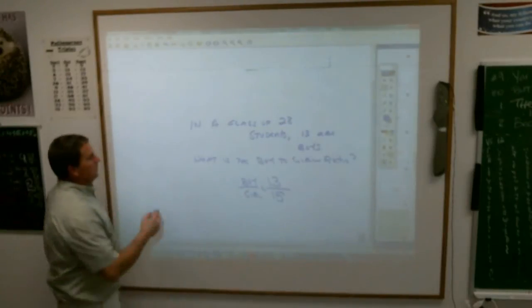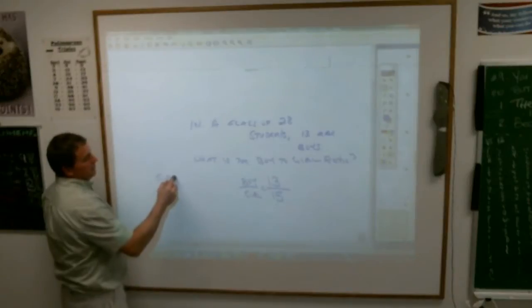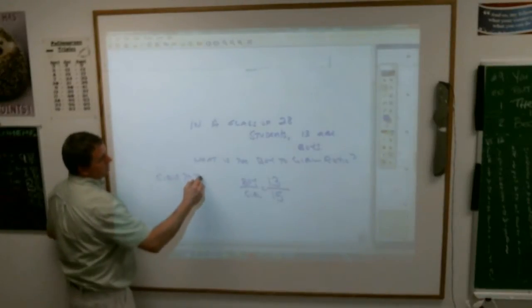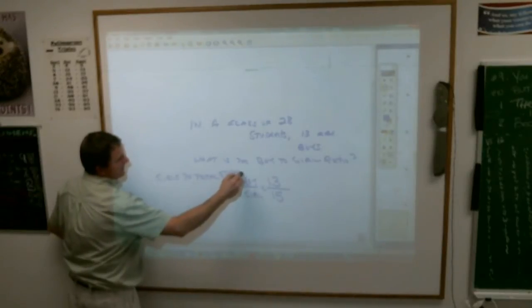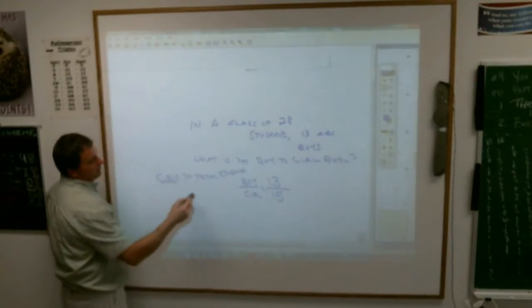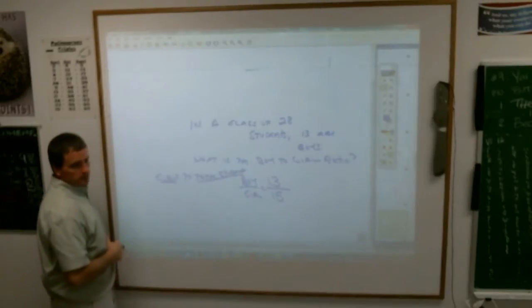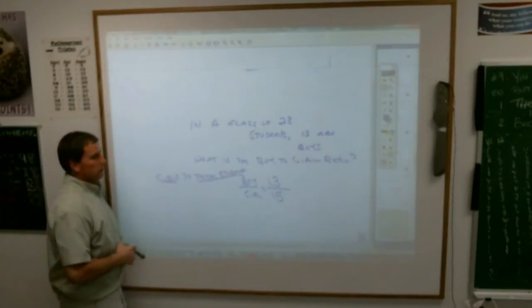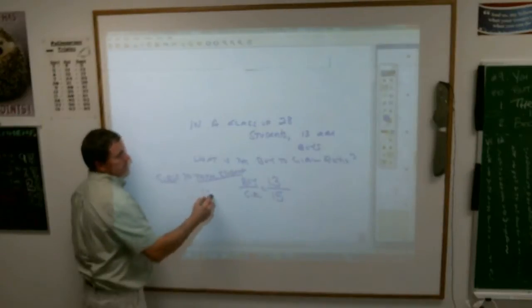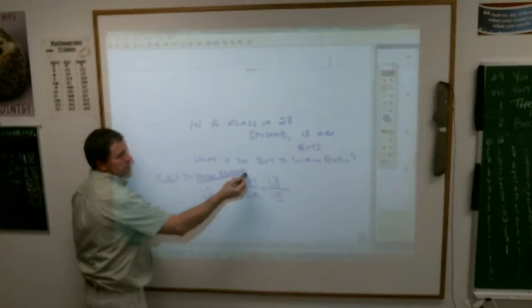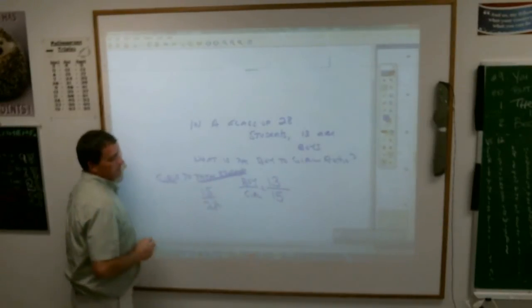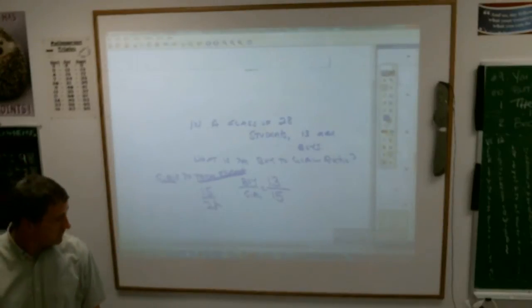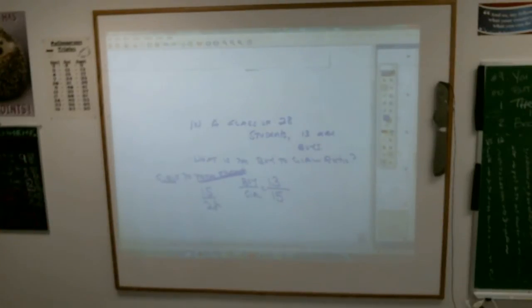What if I asked you the girls to total students? What would be that ratio? Girls, how many girls out of how many total students there are? What would that ratio be? Jay? 15 to what? Total students? There's only 13 total students in the class? 15 out of 28. 15 out of 28. Correct.